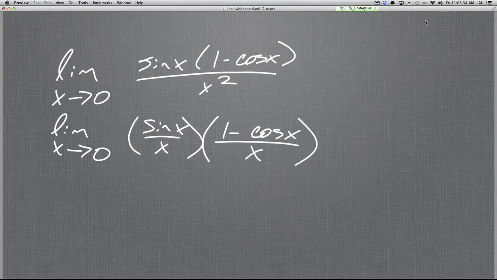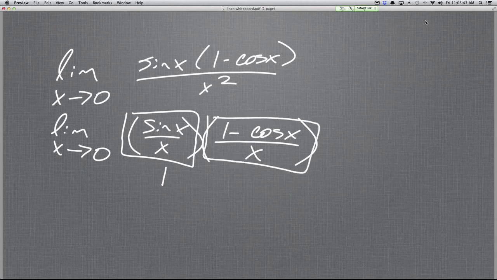So is my answer just going to be 0? 0. Because the limit of this thing is 1, and the limit of this thing is 0, and 1 times 0 is 0.